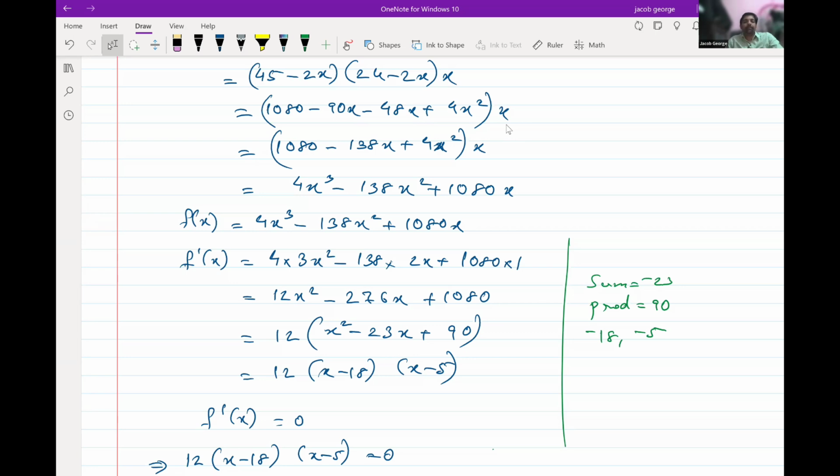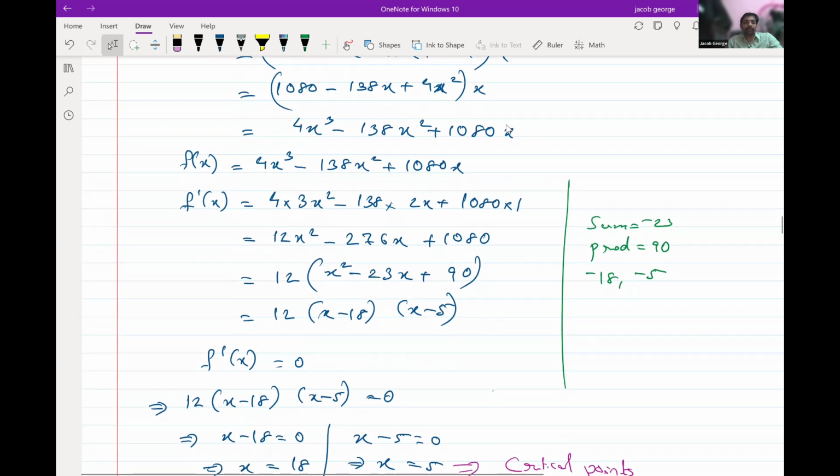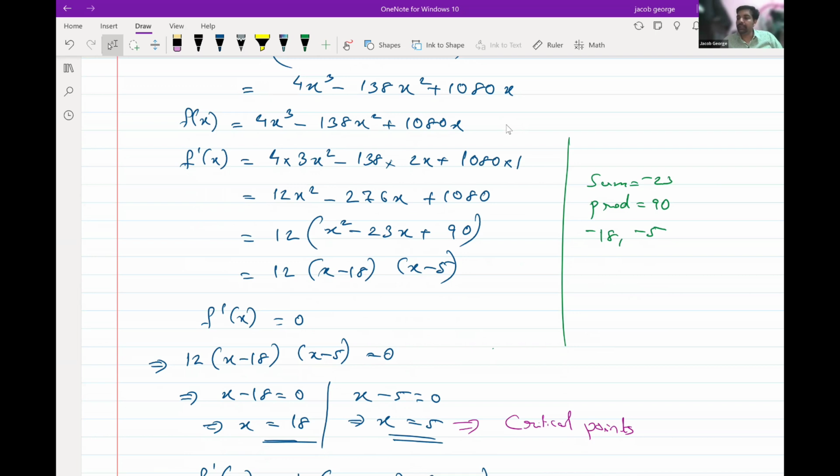Then we will equate it to 0. F dash x is equal to 0. And here also we get two critical points. X is 18 and x is 5. These are the two critical points. X is 18 and x is equal to 5 are the two critical points. Done. What is the next step after finding f dash x and critical point?